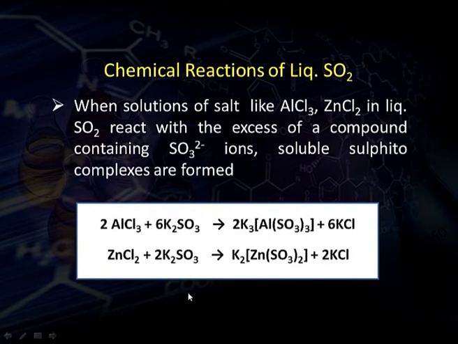When solutions of salt like aluminum chloride or zinc chloride in liquid SO2 react with excess of a compound containing sulphite ions, soluble sulphito complexes are formed. So, this is aluminum chloride. When it reacts with potassium sulphite, a soluble complex is formed here. Similarly, when zinc chloride reacts with potassium sulphite, again a soluble complex is formed. This is the potassium zinc sulphite complex and in addition KCl is formed here.